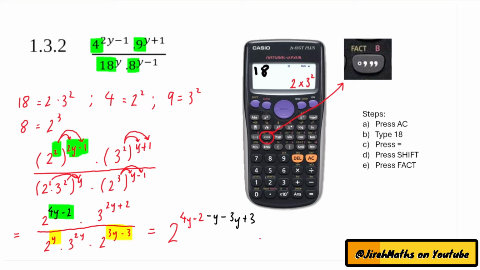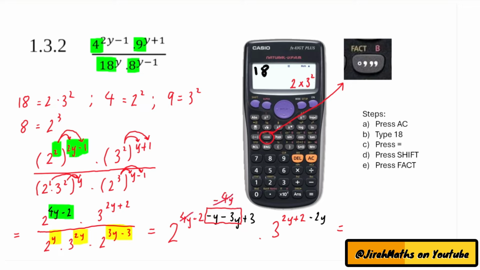We do the same thing for the 3. So it's 2 to the y plus 2 because that power is on the top. Then we have the 2y in the denominator, so the sign needs to change. So if that's a 2y, it needs to become minus 2y. If we simplify this here, minus y minus 3y becomes minus 4y.